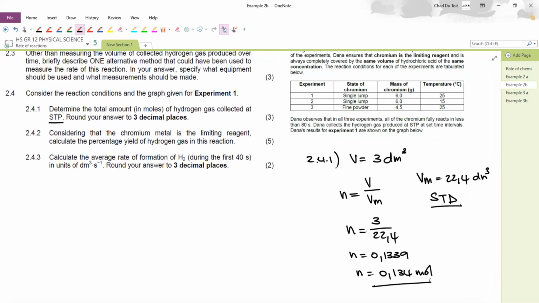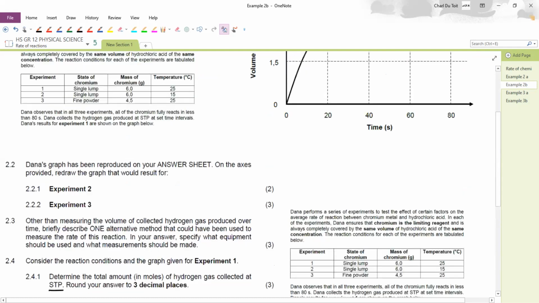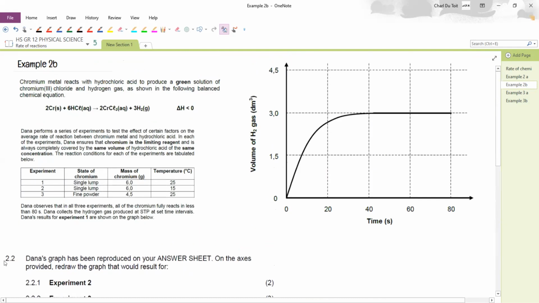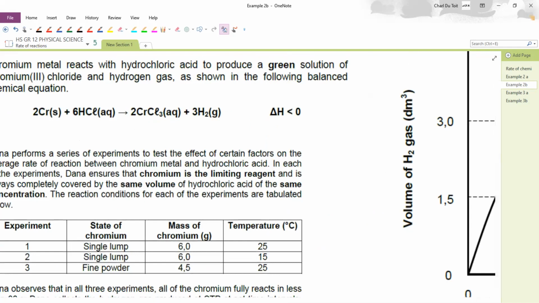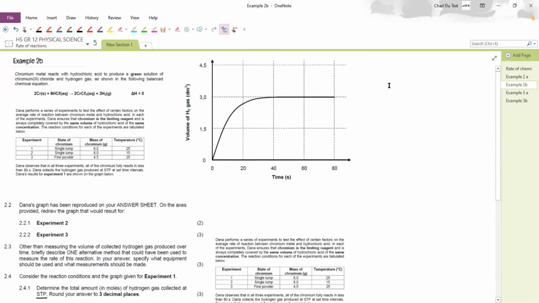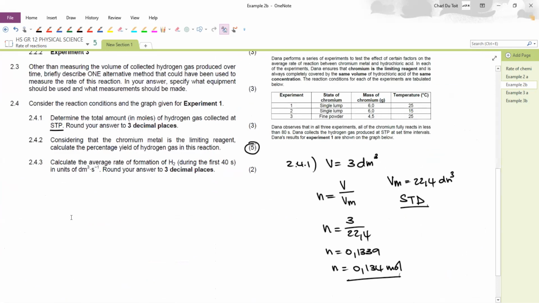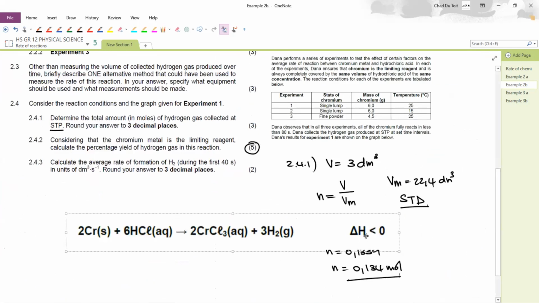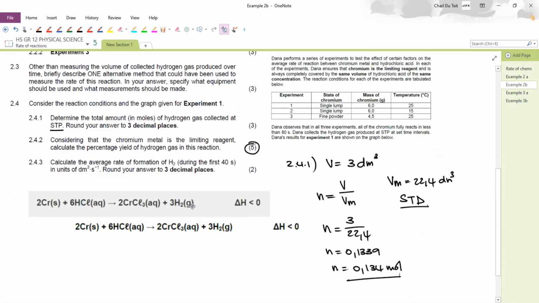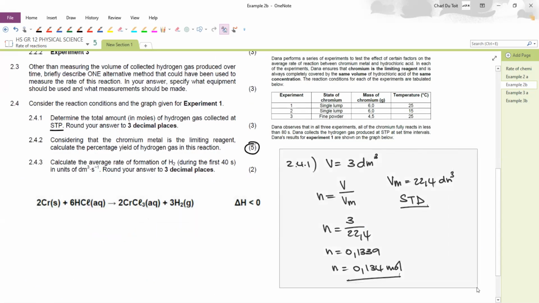Consider that the chromium metal is the limiting reagent. Calculate the percentage yield of hydrogen gas in the reaction. 5 marks. Okay, let's go back to that equation. Just want to copy that equation. Give me a second. Okay, they're not using delta H anywhere. I'm just going to take this previous calculation and make it smaller.